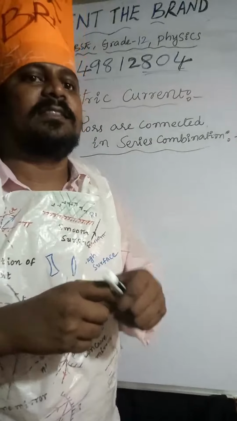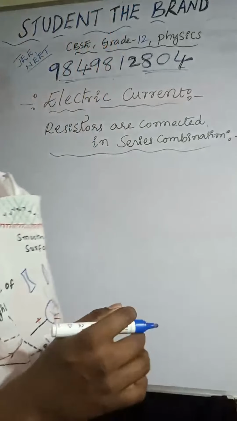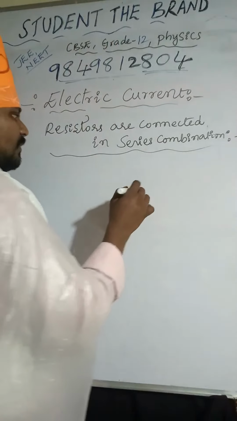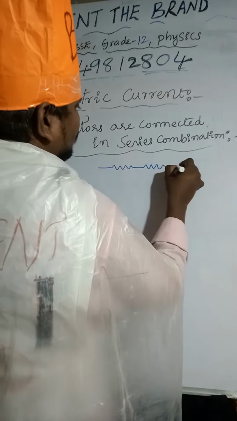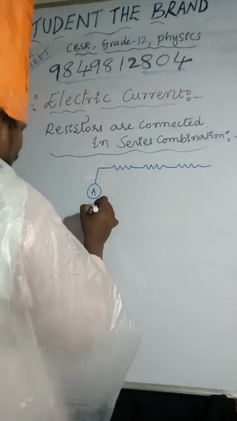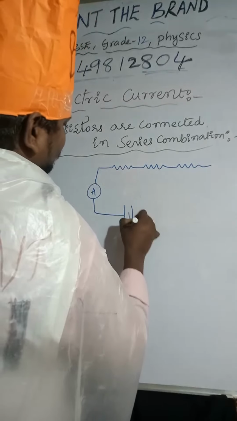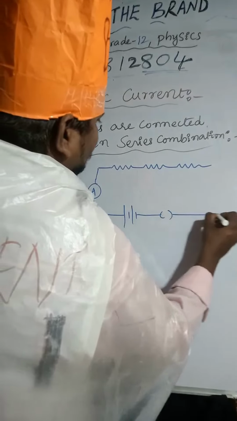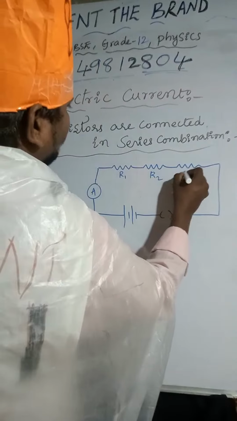Resistors are connected in series combination. Yes or no? Now you can check here. So 3 resistors, 1, 2, 3. So 3 resistors, ammeter, and here I am taking battery, switch. So R1, R2 and R3.